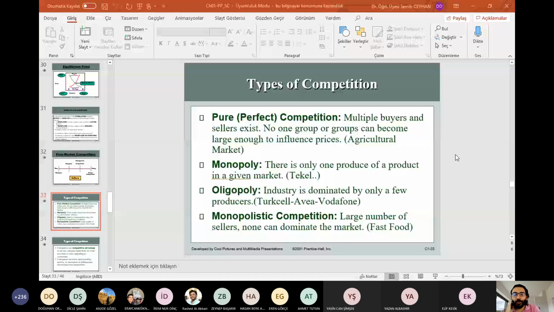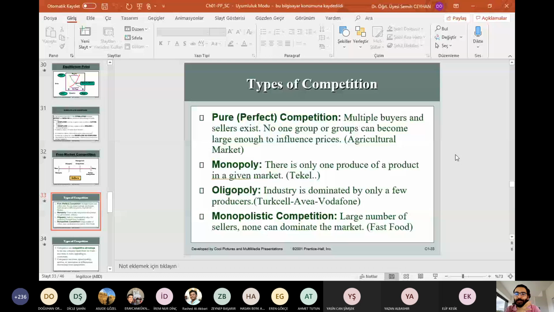But monopoly, there is only one product in a given market. Actually, Tekel is a good example of it in the history of Turkey. Once upon a time, there were no international cigarettes. The tobacco industry was all owned by the government. Tekel.